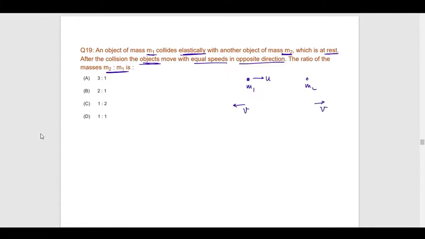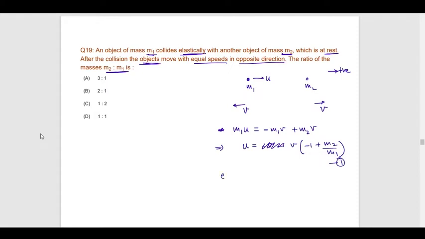So conserving momentum will give us that, considering rightward direction is positive, m1 into u equals minus m1v plus m2 into v. Okay, so if I divide m1 in this entire equation, I will get u equals minus v. If I take also v as common in the RHS, I will get v common and minus 1 plus m2 by m1, right? So this becomes our first relation.